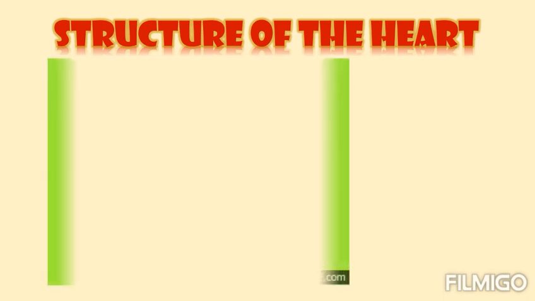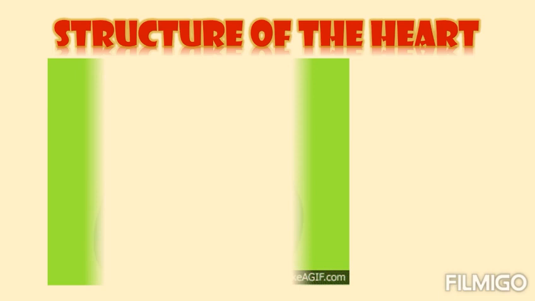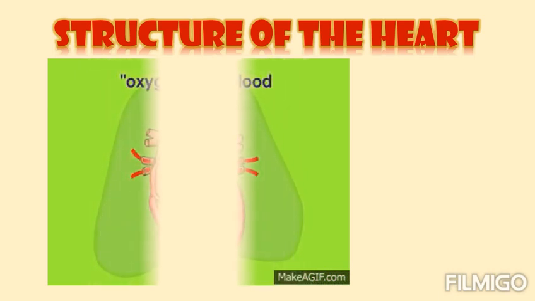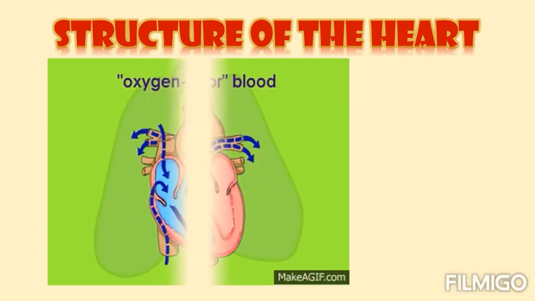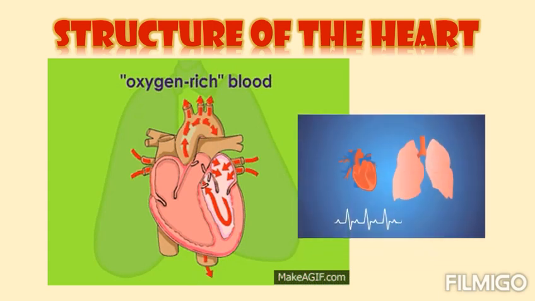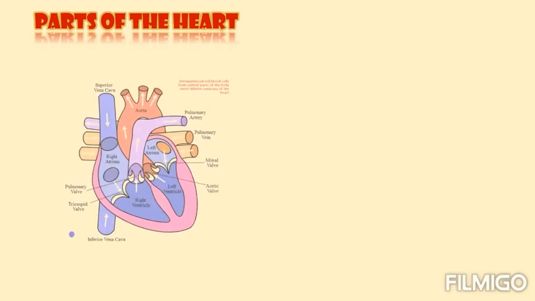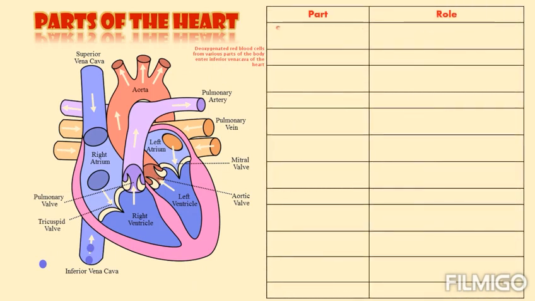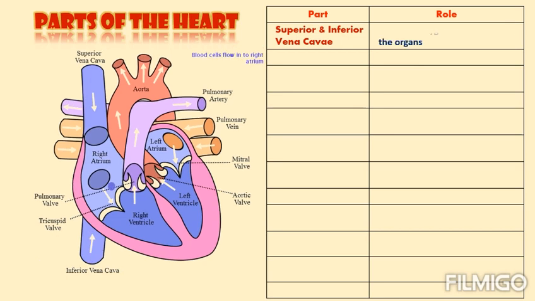Now, if you focus more, you notice that the right side of the heart contains deoxygenated blood. It is blood poor with oxygen, while the left side of the heart contains oxygenated blood, and the two sides are not communicating with each other. This suggests the relation between the heart and your lungs. To understand this relation and how it happens, we must take a look at the parts of the heart. We start with the largest veins found in your body, the superior and the inferior vena cava.